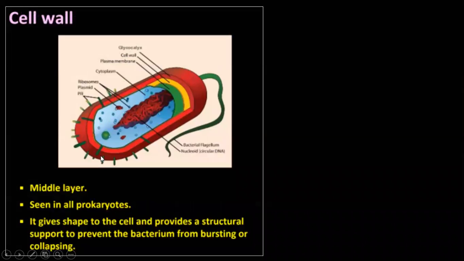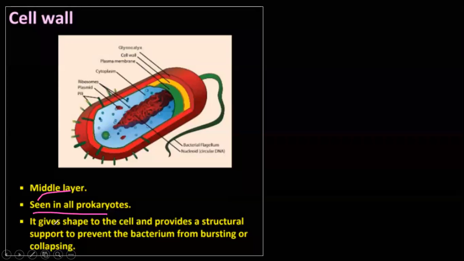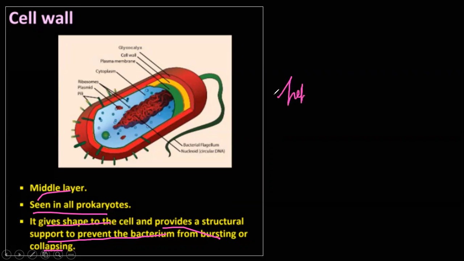So next it is the cell wall. It is a middle layer seen in all prokaryotes, gives shape to the cell, and provides structural support to prevent the bacterium from bursting or collapsing. The cell wall of prokaryotes is basically made up of peptidoglycan. We have already discussed this in biological classification and the first lectures of cell, the unit of life 2.